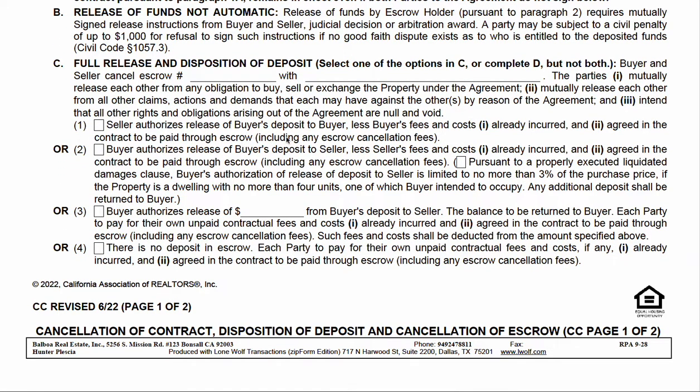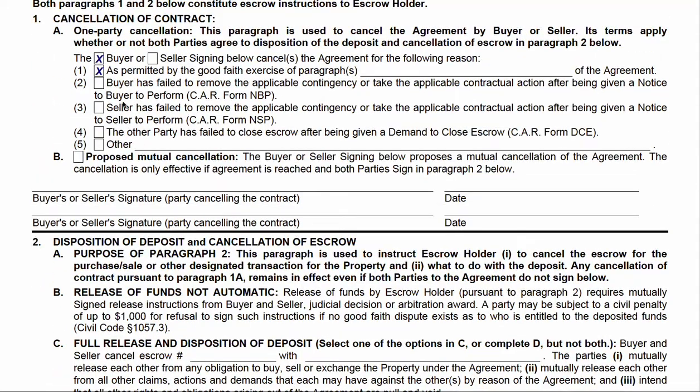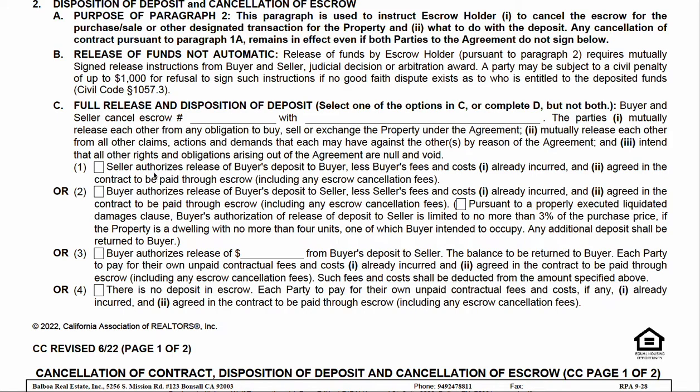Seller authorizes release of buyer's deposit to buyer. And this is what's most typically checked right here, C1. In my example of the buyer up here canceling because of the inspection period or loan contingency or whatever, this is what you check, C1. And sometimes buyer's agents get nervous about the language, less buyer's fees and costs. What does that mean? Well, if the buyer incurred a cost, like they billed their inspection to escrow or something, then it needs to be deducted. So that's what it's saying. Did the buyer bill something to escrow? Because it still needs to get paid if they did.